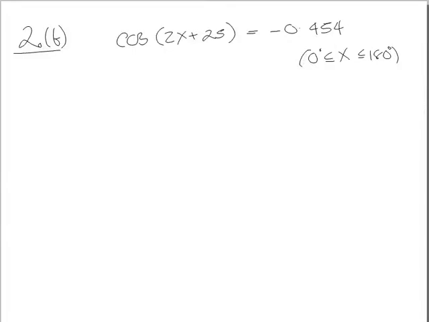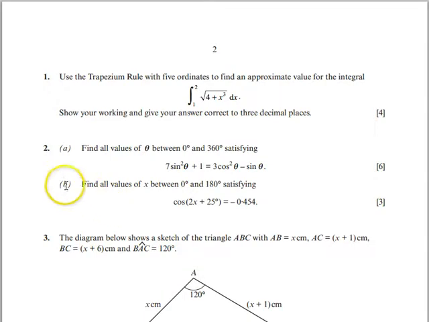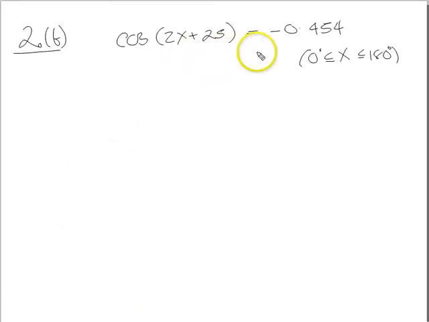Okay guys, let's have a look at 2b then. We'll flick to the exam paper first, I think. Here it is. It says find all values of x between 0 and 180 satisfying this equation: cos(2x + 25) = -0.454. Okay, so that's the equation then. So let's go back to the one we wrote by hand here.